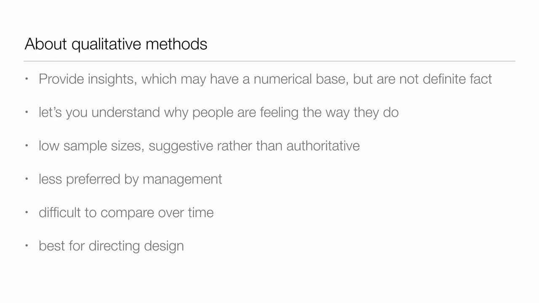With numerics, you tend to have to know what you're looking for before you look for it. With qualitative, you discover what's out there. It lets you understand why people feel the way they do, not just what they are doing. You definitely need lower sample sizes, so they are less authoritative in that you're not getting a wide reach of what people in the world are doing, but they're still very good. Generally, I would say these are the best insights for directing design. They tell you, hey, people have these emotional issues we must address.